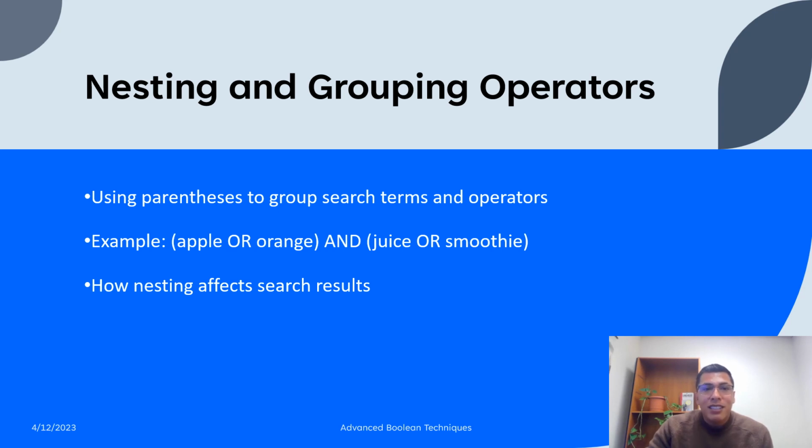For example, consider the following search query: apple or orange and juice or smoothie. In this case, we want to find results that contain either apple or orange, as well as either juice or smoothie. By using parentheses, we can group these terms and operators together, ensuring that the search engine processes them in the desired order. Without parentheses, your search query might look like this: apple or orange and juice or smoothie, just all together.